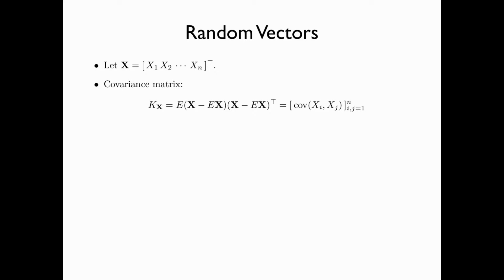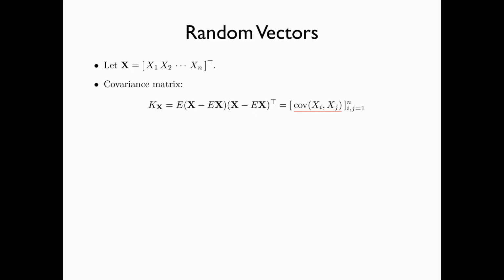The covariance matrix of the random vector X, denoted by K sub X, is defined as the expectation of X minus expectation of X, which is a column n vector, times the transpose of itself, which is a row n vector, and so this is actually an n by n matrix.